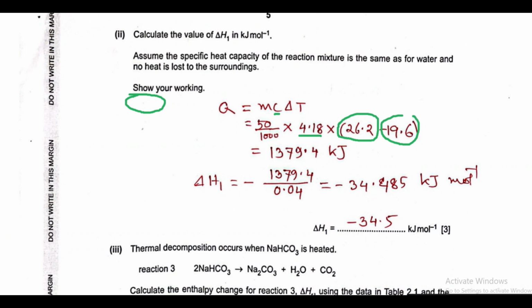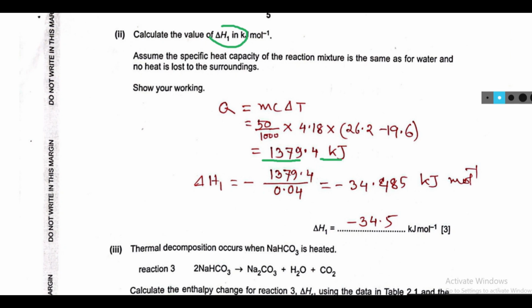You are given 26.2 as final temperature, and 19.6 was initial temperature. Del T will be final temperature minus initial temperature. So if you calculate, you get 1379.4 kilojoule.